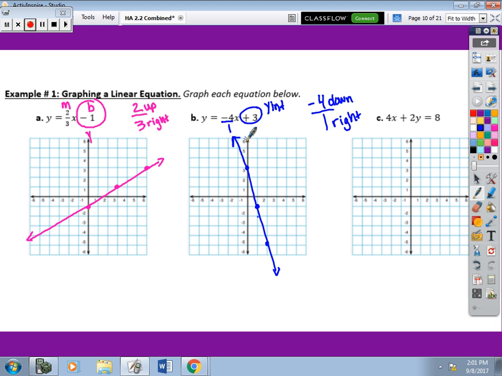Now, does anyone remember what form this is? This is not slope-intercept form. This is standard form.